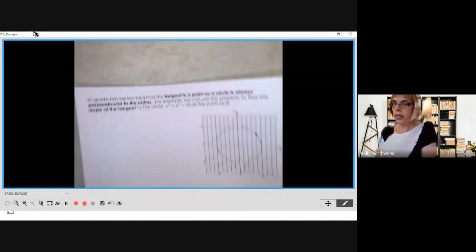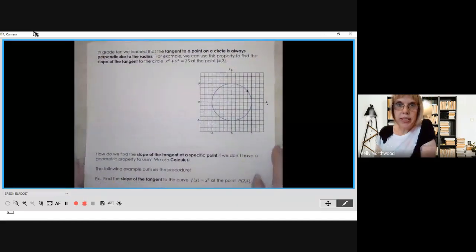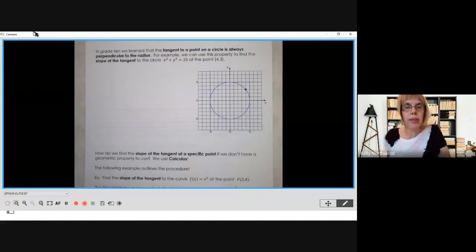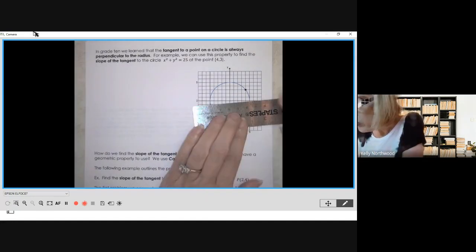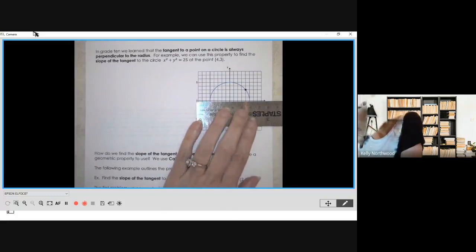All right, so we're going to start off looking at a tangent problem that we could solve based on kind of grade 10 math without any calculus at all. So in grade 10, we learned that the tangent to a point on a circle is always perpendicular to the radius. You may forget that you did learn that in grade 10, or you may not have, depending on how much time your teacher had for analytic geometry. But it's true. And you can easily see it's true if I draw a radius in here.